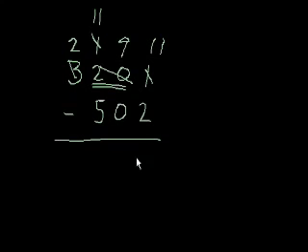It's ready to subtract. 11 minus 2 is 9. 9 minus 0 is 9. 11 minus 5 is 6. And 2 minus nothing is 2. So 3,201 minus 502 is equal to 2,699. I think you're now ready to try some of the level 4 subtraction problems.